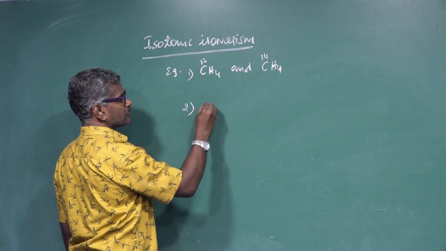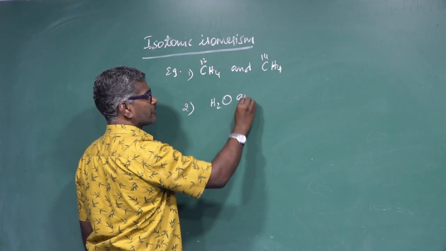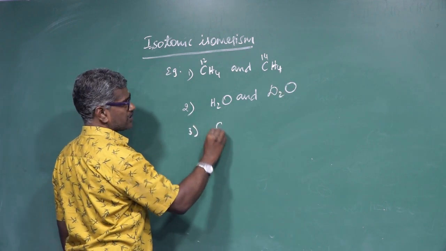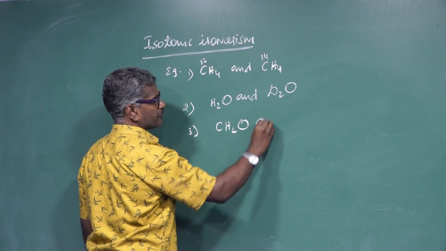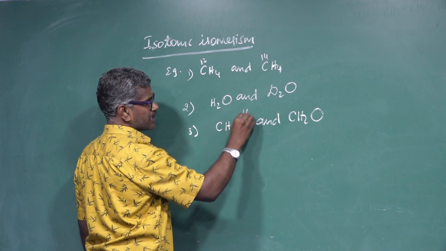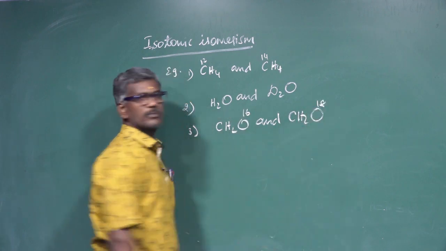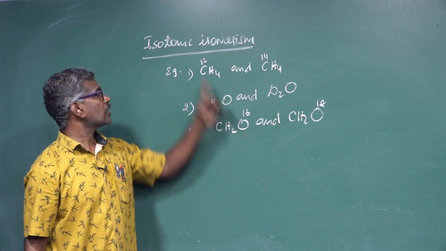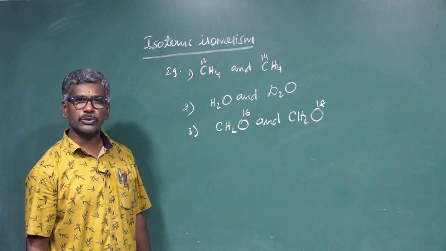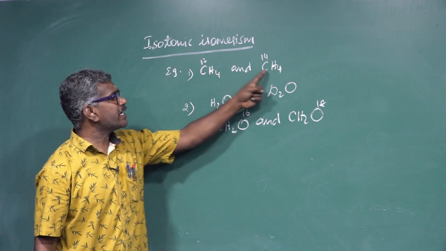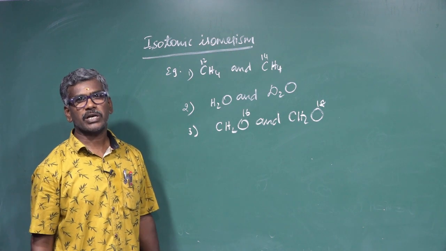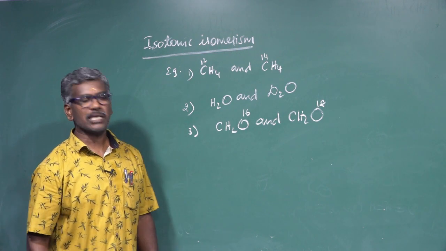Example 2, H2O and T2O. Third example, CH2O, CH2O. Oxygen exhibits atomic number 6, this atomic number 8. This is an example for isotopic isomerism. Isotopic isomerism is due to the presence of different isotopes of elements. Another one, the last important topic, is cyclic ether.